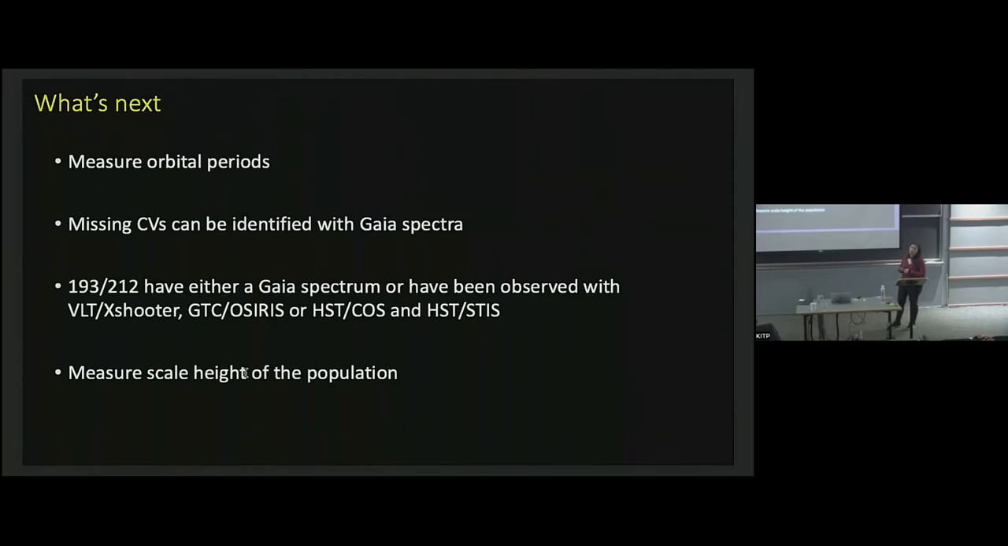We should take full advantage of the Gaia spectra to identify unknown CVs, so to discover new systems and improve our completeness. We can also use the archival spectra to try to obtain parameters for these objects, which can be useful to improve the theoretical modeling. And with this larger sample, we also have the possibility to try to derive the scale height of the population, which is also a clue about the evolutionary timescales of this population.